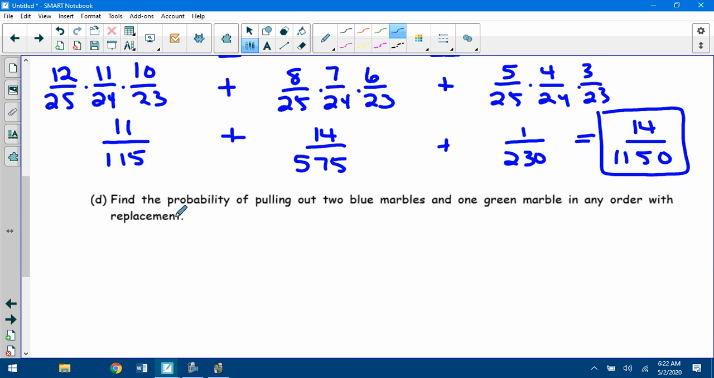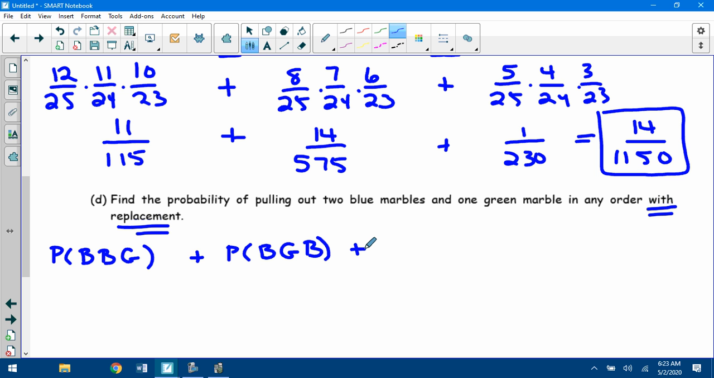Okay, and then finally the last one, find the probability of pulling out 2 blue marbles and 1 green marble in any order with replacement. So now I'm back to being independent again. So 2 blue and 1 green in any order. I have to do the probability of blue, blue, green, or the probability of blue, green, blue, or the probability of green, blue, blue.